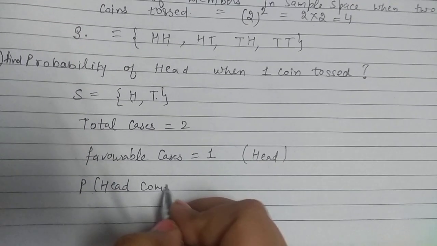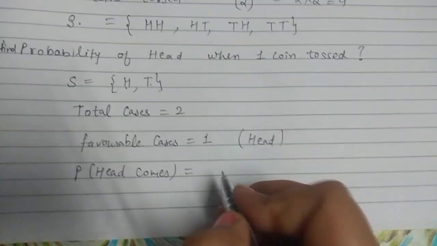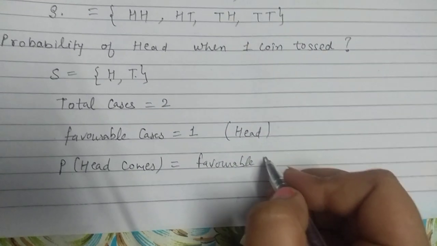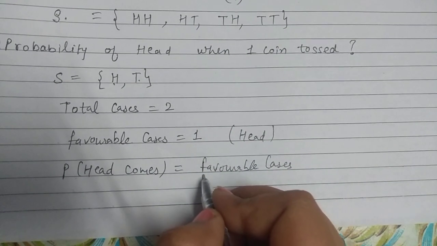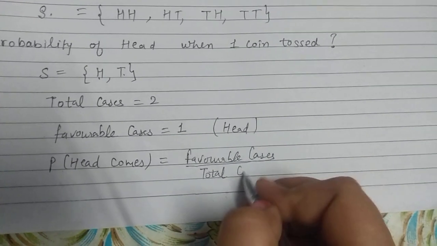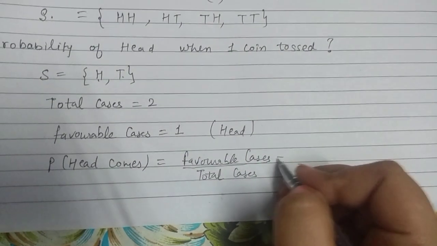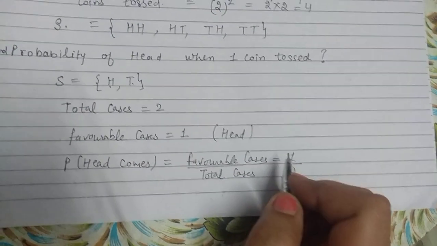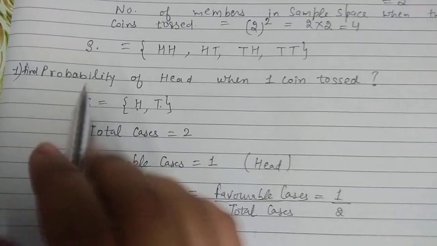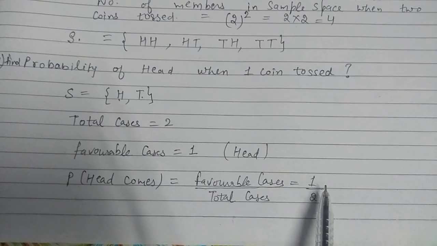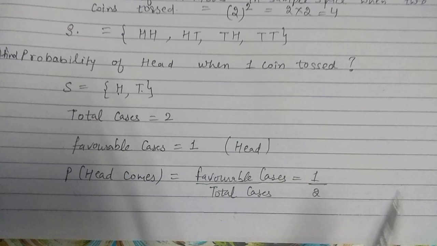Now we have to find the probability that head comes. First we write the formula: favorable cases upon total cases. How many favorable cases are there? 1, and total cases are 2. Similarly, if we have to find the probability of tail when one coin is tossed, then the same probability applies, that is 1/2. Clear?